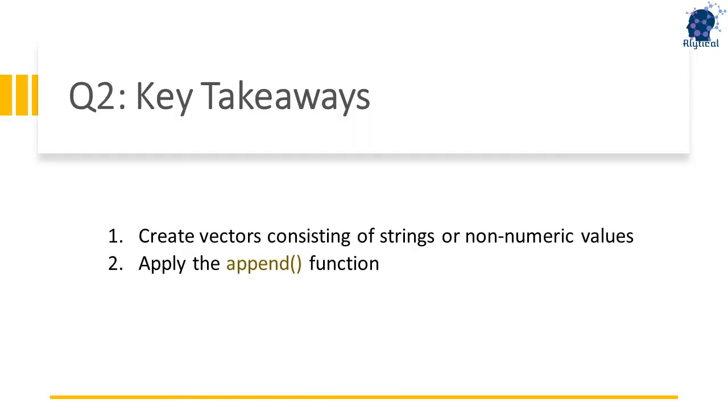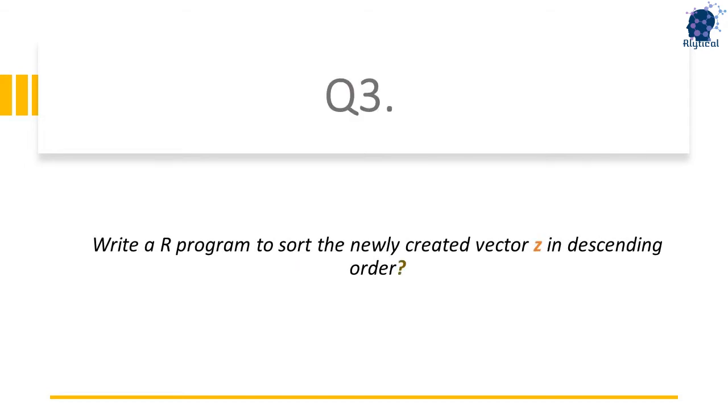Let's summarize what we learned from this question. I will not repeat any learning from the previous question. We learned to create a vector with strings or non-numeric values, and we learned to use the append function. Let's move to question number 3.